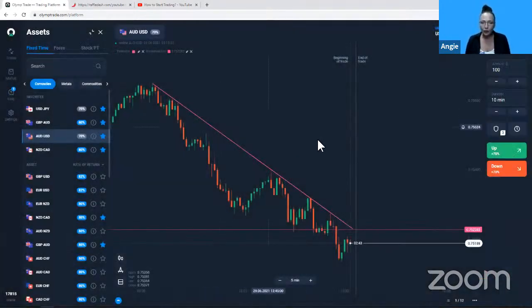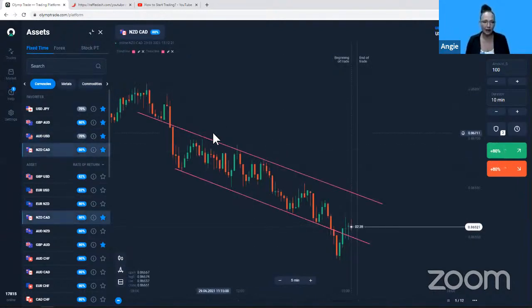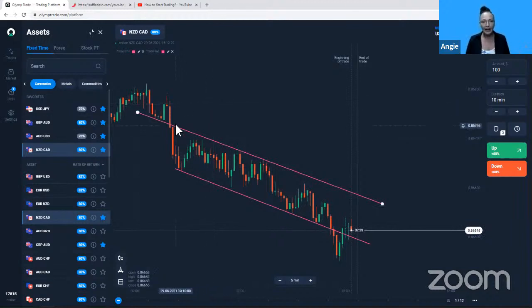So let's go ahead and look for some trades. I was looking at, as you can see, for example, here I have the New Zealand dollar and the Canadian dollar. I'm looking at the 5-minute time frame right now. I do want to open some trades live with you. I have identified my level of resistance and I have identified my level of support. We spoke a lot about this yesterday.